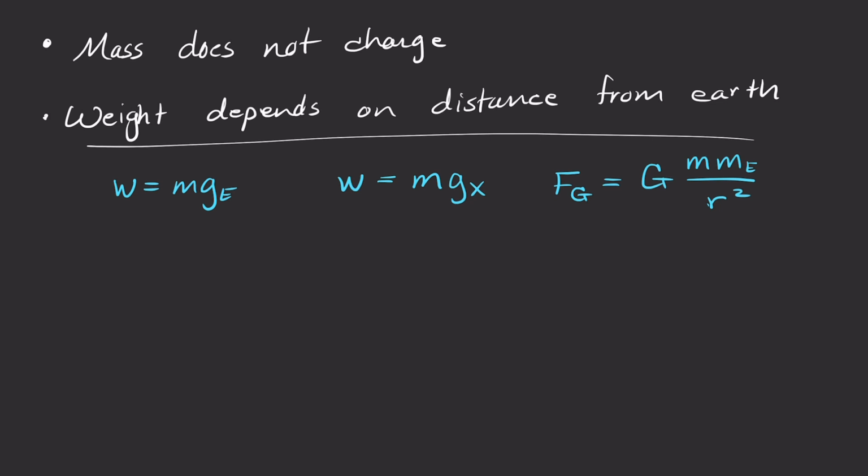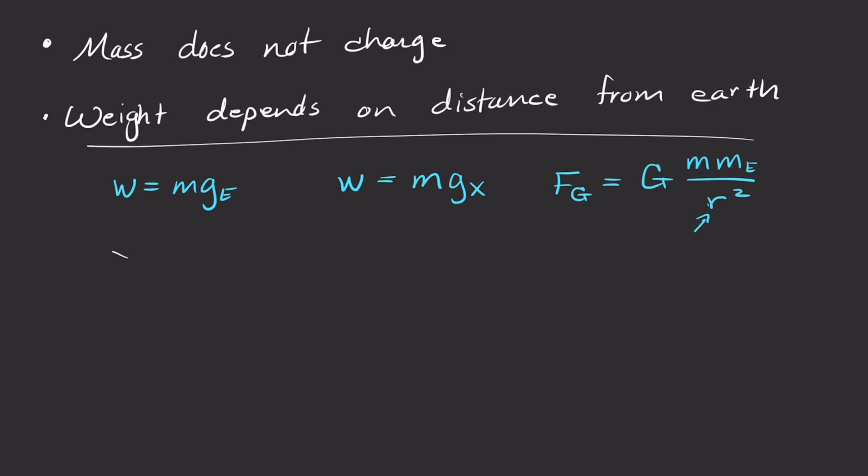So if you were on the surface of the Earth, this would be Earth's radius, because that's how far away you are from the center of the Earth. But if you're some distance above the Earth, then you would just put that distance from the center of the Earth as your R. Okay?